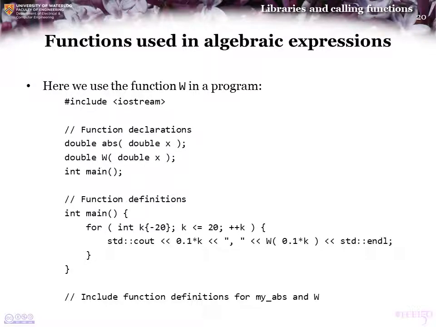Here we are using the function w inside a program. In the program, I have a single for loop which iterates with the loop variable k going from -20 to 20 inclusive by steps of 1. It then prints out 0.1 times k and evaluates the function w at 0.1 times k. So essentially, it evaluates the function w at -2, -1.9, -1.8, and so on, all the way up to 2.